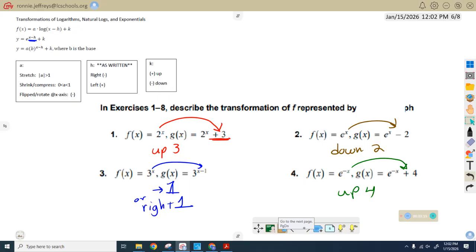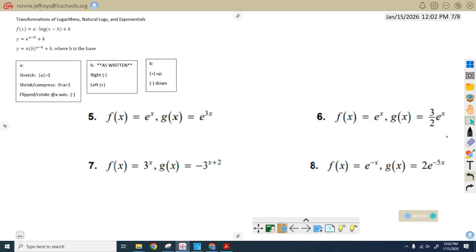All right. So, that's this one. Moving on. Honestly, we don't have it when something's being multiplied right here. So I want you to take your writing utensil and do this to number 5. Yep.